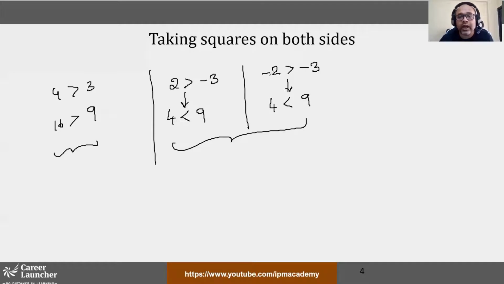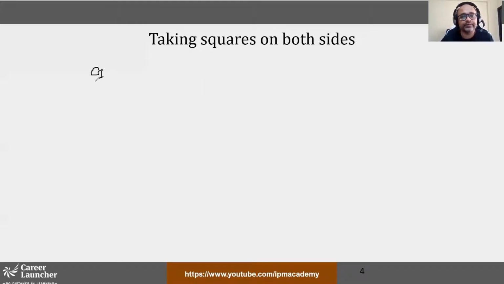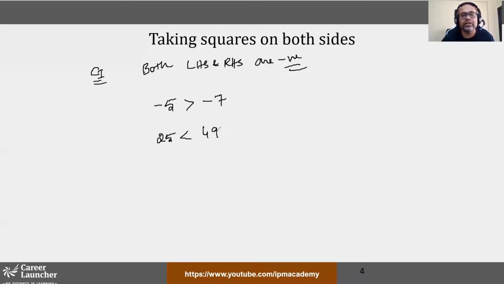Let's take it into cases. Case 1: both LHS and RHS are negative. Then let us see what happens. If both are negative, then as I clearly showed, you have minus 5, which is greater than minus 7. So when you square it, you will get 25, but this will be less than 49. So when both are negative and you're squaring, the sign will change.